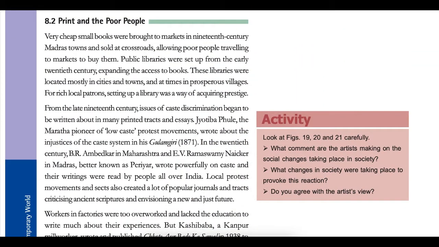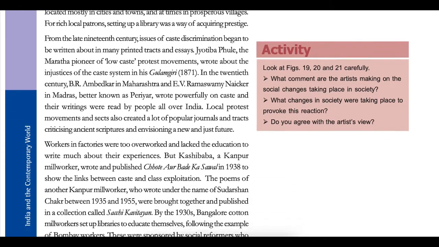Print and the poor people. Very cheap small books were brought to markets in 19th century Madras town and sold at crossroads, allowing poor people travelling to markets to buy them. Public libraries were set up from the early 20th century, expanding the access to books. These libraries were located mostly in cities and towns and at times in prosperous villages. For rich local patrons, setting up a library was a way of acquiring prestige.